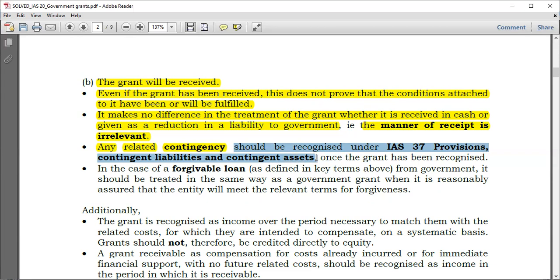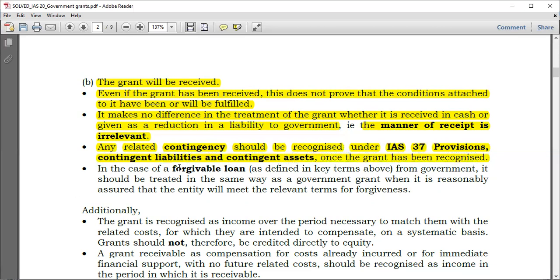But just once the grant has been recognized, whenever there is something having uncertainty, like provisions or contingent liabilities, you have to apply IAS 37. Of course, that will show itself in case it happens, but we won't deal with it here. You just need to know the documentation.